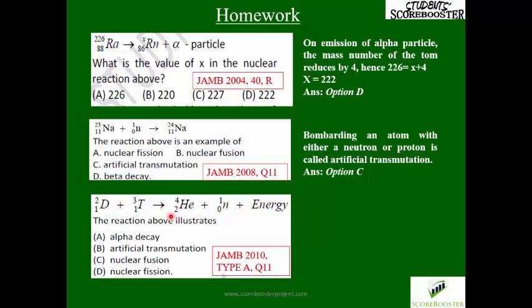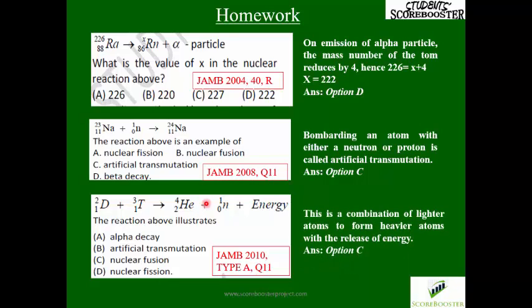So when we have deuterium and tritium, they now form a proton and neutron together with energy. Then what does this reaction illustrate? When we have two lighter nuclei combining together to form one heavier one, with release of energy, that is called nuclear fusion. When this one splits into these, it would have been nuclear fission, but this one is nuclear fusion. Option C, use of energy.